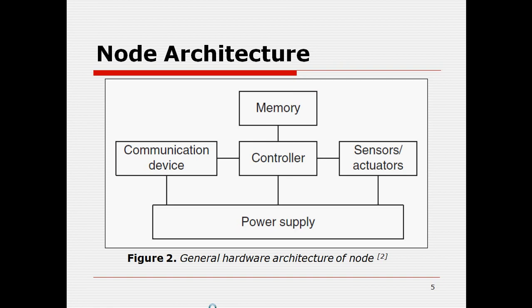So most probably in a Mica node, an ATmega microcontroller will be used. In communication, the frequency range is around 2 to 2.4 gigahertz in Mica nodes, and sensors depend on the application. Flash memory is used, which will store the program, and the power supply is most probably two cells.